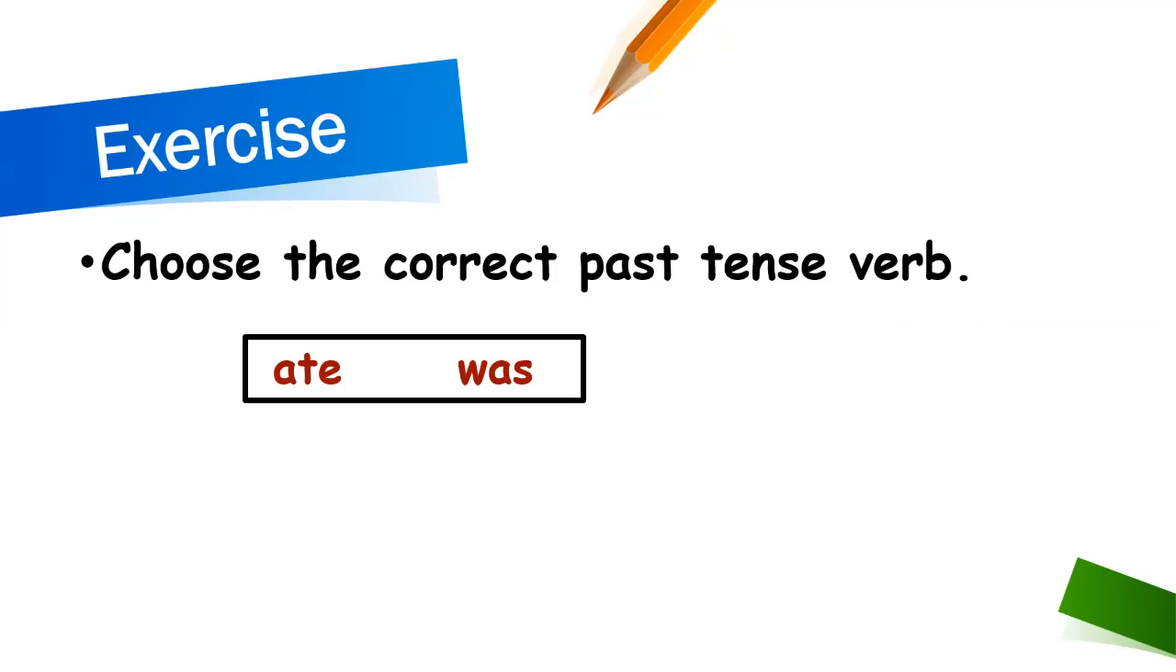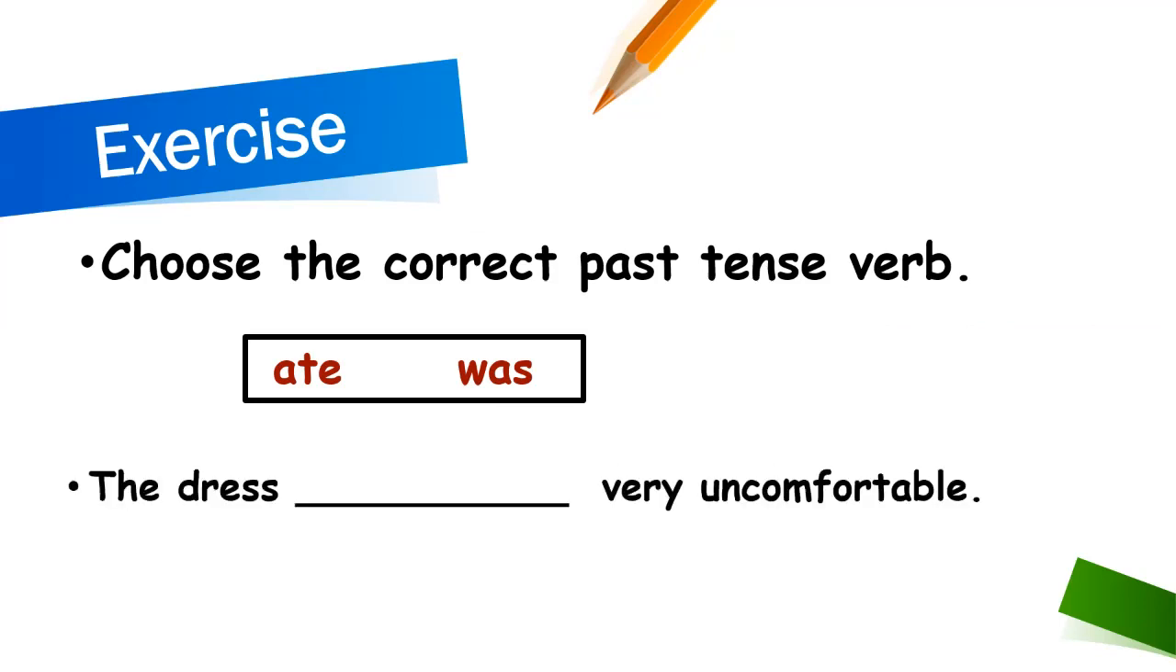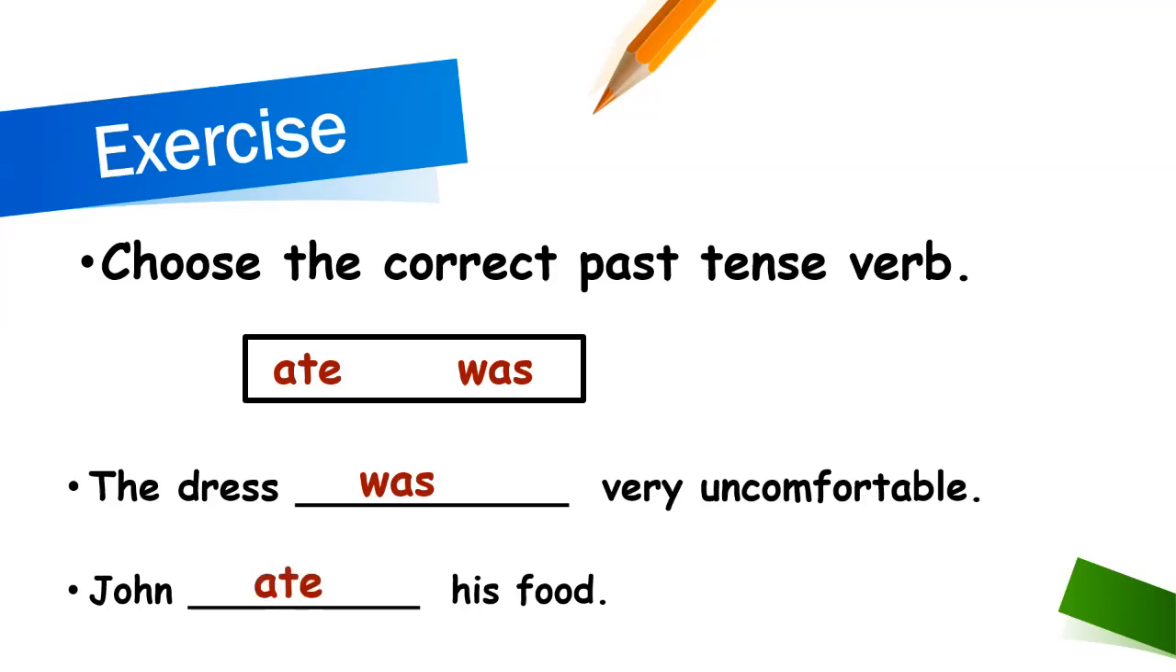Choose the correct past tense verb. Let us read it together. The dress dash very uncomfortable. Here the options given to you are ate and was. Which word are you going to use in this? Ate or was? Excellent. Was very uncomfortable. The second sentence, John dash his food. Which verb are you going to use? Ate or was? Excellent. John ate his food.